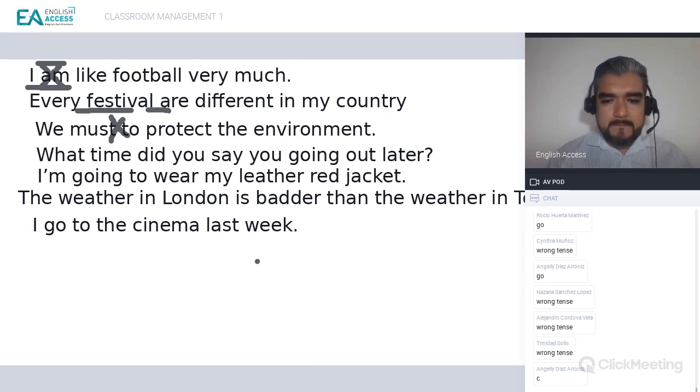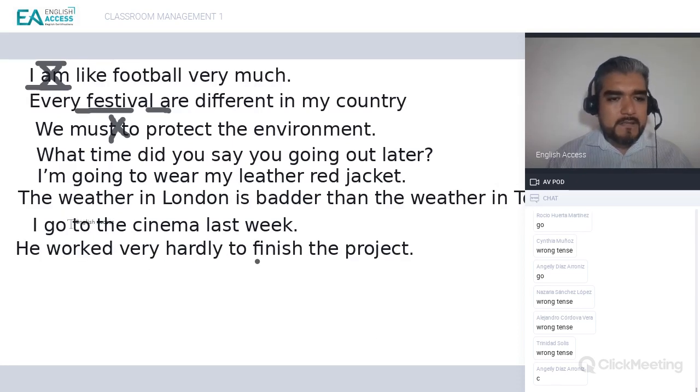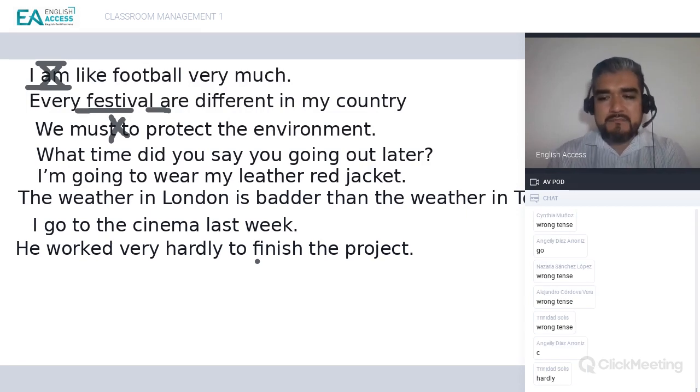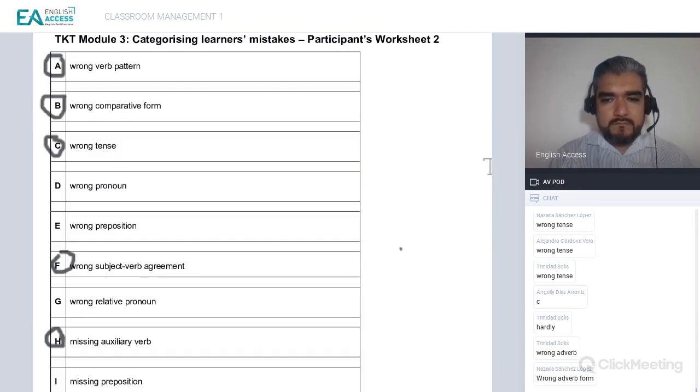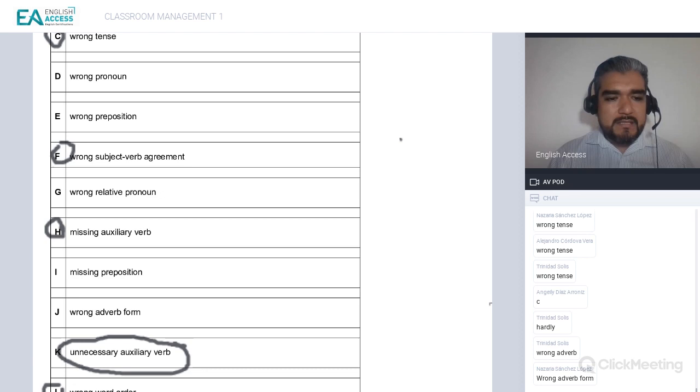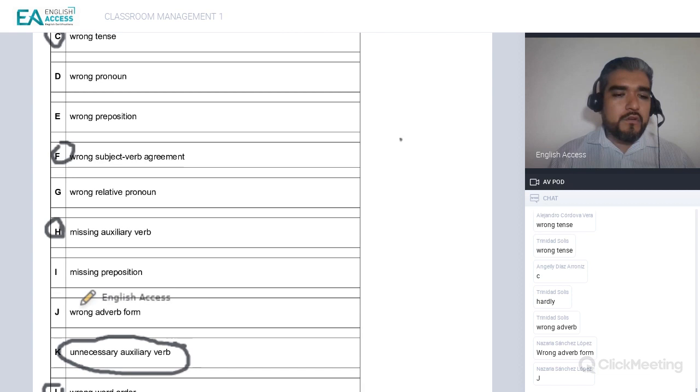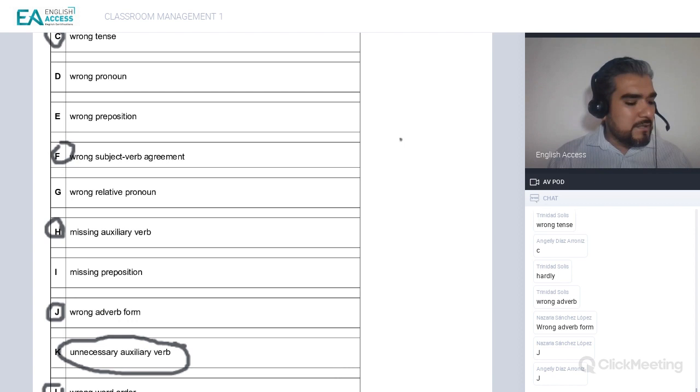Okay, let's see. He worked very hardly to finish the project. There's a problem there. Hardly, right? You don't say very hardly. Yeah, you don't say that. So what's the type of mistake? Adverb form. Yes, good job. Good job.